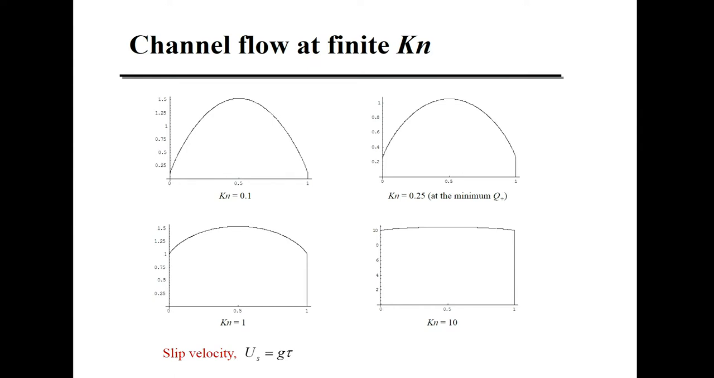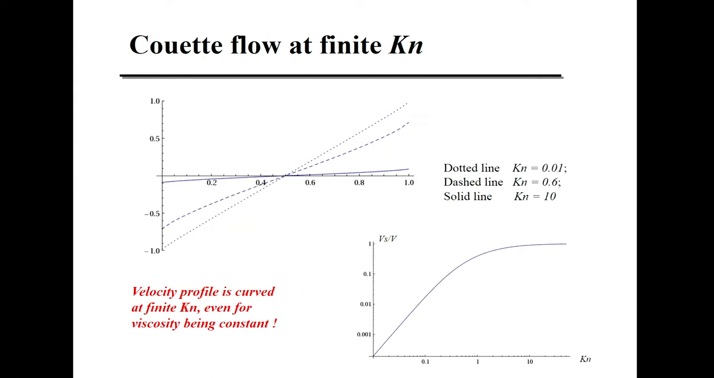And later on, it becomes flat in the middle, and there's a big jump in the quiet flow because there are some artifacts, because the solution is assuming a constant mean free path.